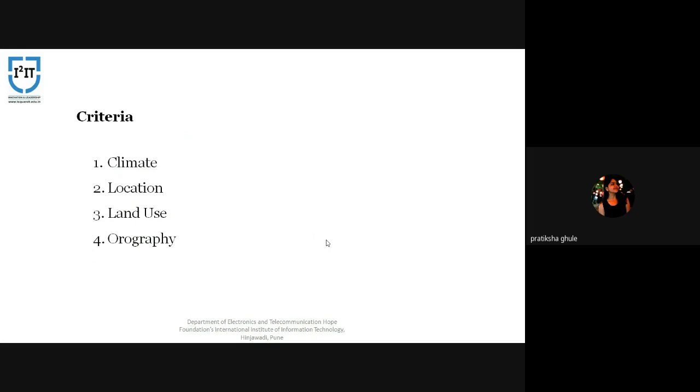Then the fourth criteria is orography. It's basically a branch of geography which is dealing with the formation and features of mountains. Here we are trying to find out the slope and slope orientation. As we know, the solar panels are in the inclined position. So we are trying to find out the slope where the solar radiations are more, and the slope orientation, as we want the slope. So for that purpose here we are considering the orography.